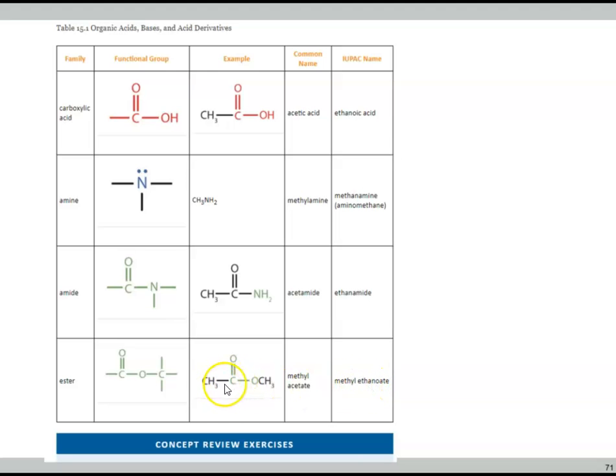So the ethyl group is the parent group. We take off the E and add OATE on the end to tell us that it's an ester. And this group over here, that's a methyl group. It could be an ethyl, or a different chain length here as well, so that's indicated in that prefix.